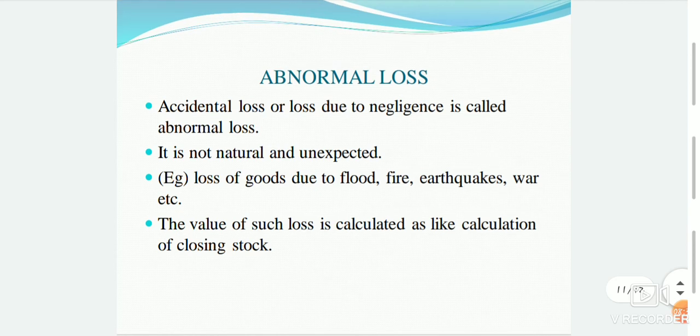Next, abnormal loss. Accidental loss or loss due to negligence is called abnormal loss. It is not natural and is unexpected. Example: flood, fire, earthquake, war, etc. The value of such loss is calculated like the calculation of closing stock. Abnormal losses are losses that occur accidentally or due to carelessness, such as a loss from flood, fire, earthquake, etc.